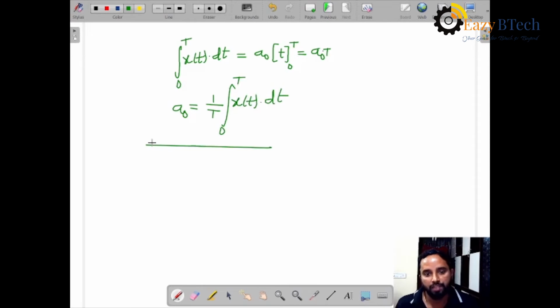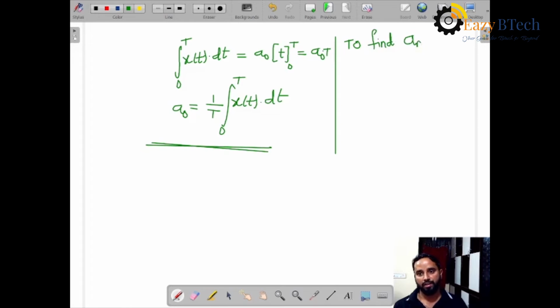This is the average value of x(t). Simple formula, just integration times 1 by T. Next we are going to see the formula for the coefficients an and bn. Evaluation of an: to find an, first I will write the formula, then we discuss the proof.